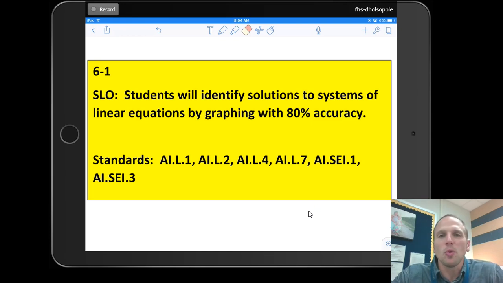Well, hello again, Algebra 1. Today we are starting Chapter 6. Believe it or not, Chapter 6 is actually going to be the most heavily tested part on any standardized test that you're going to take. So this is a really, really important chapter.